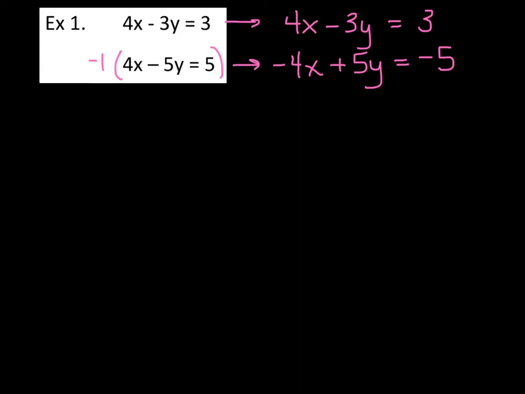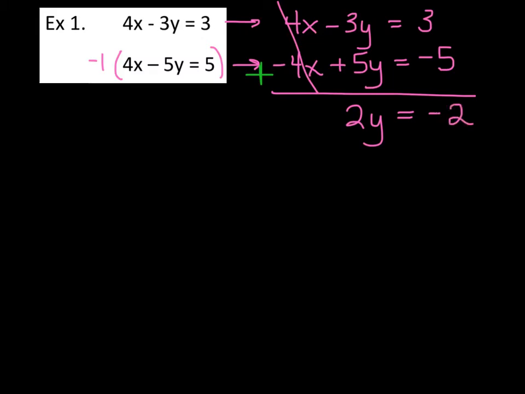The next step in this process is to add down. We are adding down. If you are using your graphing calculator or just a regular calculator to help you with adding these, you're going to type in 4 plus negative 4. Hopefully you realize that that's going to be 0x, so it's going to go away. Then you're going to type in negative 3 plus 5. And so you should end up with 2y is equal to 3 plus negative 5, which is negative 2.